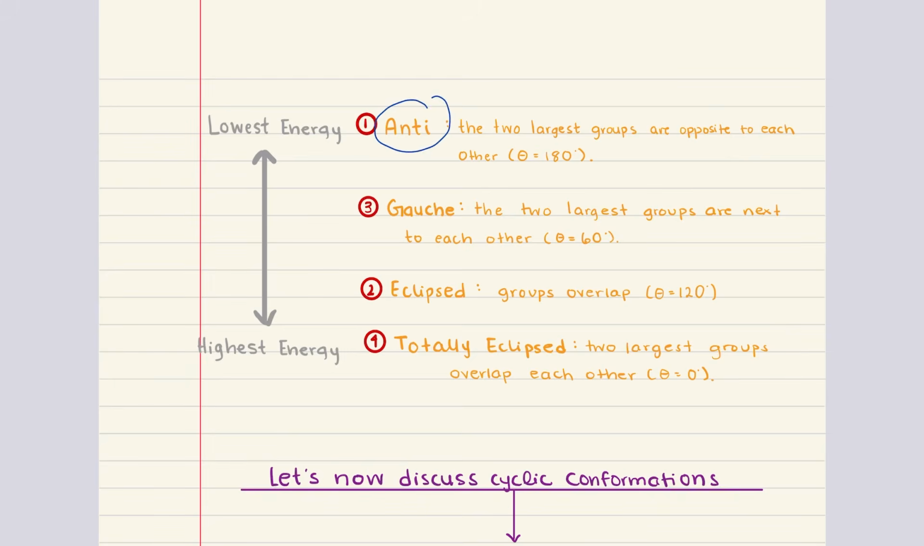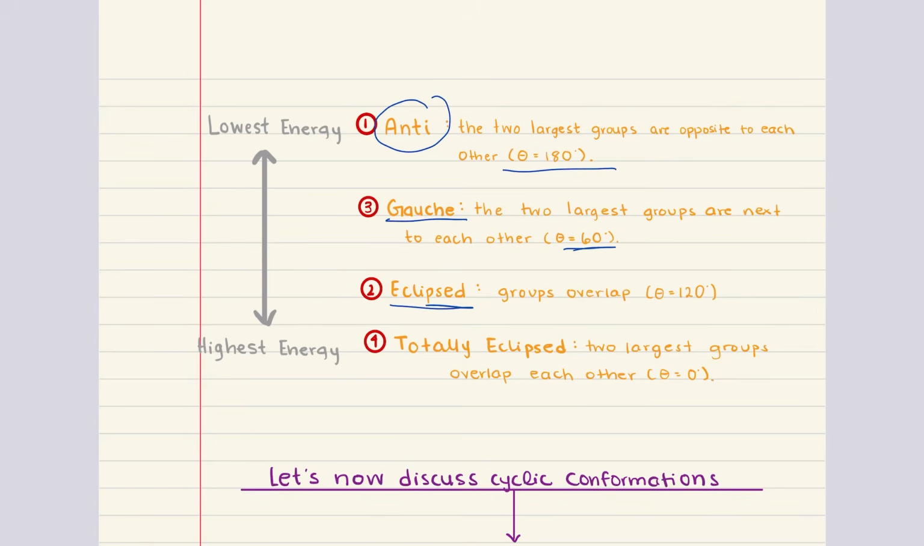In the anti-conformation, the two largest groups, aka the methyl groups, are positioned opposite each other with a dihedral angle of 180 degrees. This conformation minimizes steric and torsional strain, and it makes it the lowest energy and most stable conformation. Then we have our gauche conformation. The two largest groups are adjacent to each other with a dihedral angle of 60 degrees. The proximity of the methyl groups introduces steric strain, making this conformation less stable than the anti.